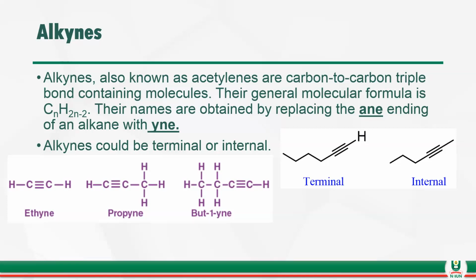Okay, so when you see here carbon-to-carbon triple bond, you can see here carbon-to-carbon triple bond. All these are called alkynes. In every alkyne, there are 2 pi bonds and just 1 sigma bond.